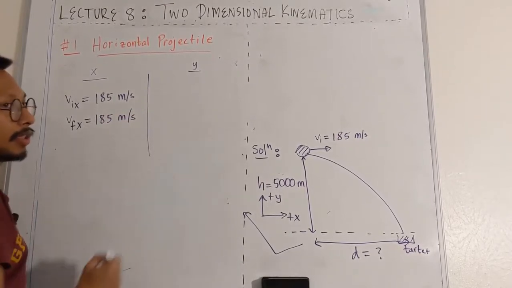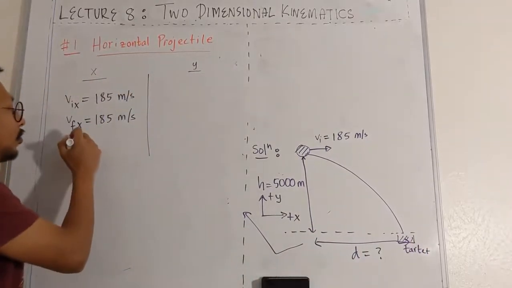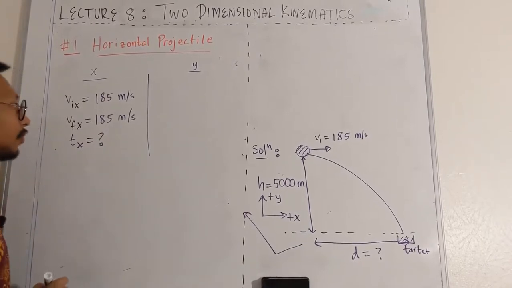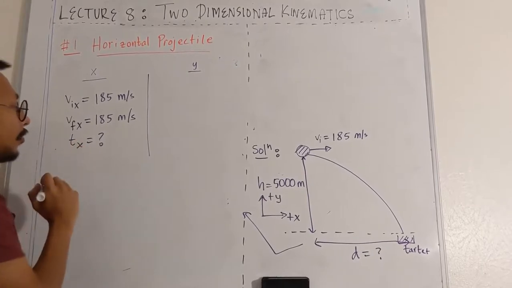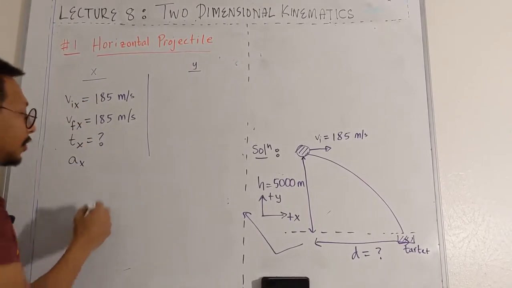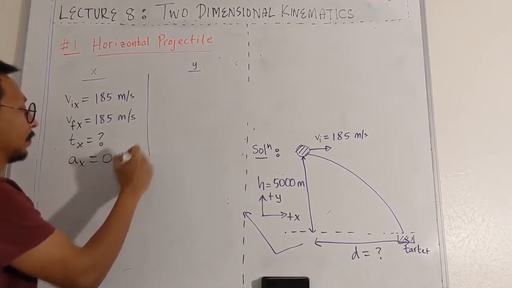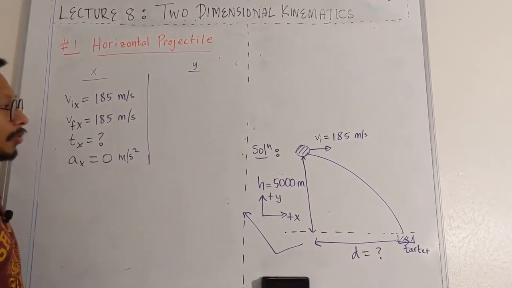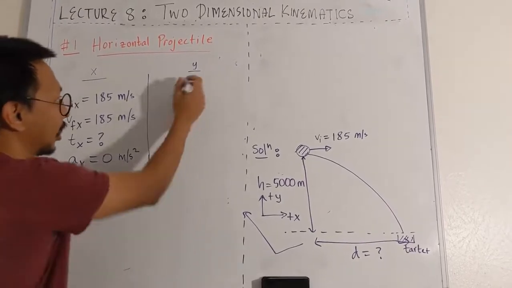Do we know the time it takes to move horizontally? We don't know the time. So t_x, we don't know. What about acceleration? Since velocity in the x direction always remains the same, acceleration is 0 meters per second squared in the x direction. Okay? Anything else we know? We don't know anything else in the x direction. Let's move on to the y direction.